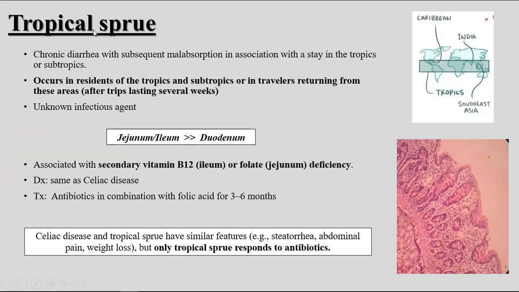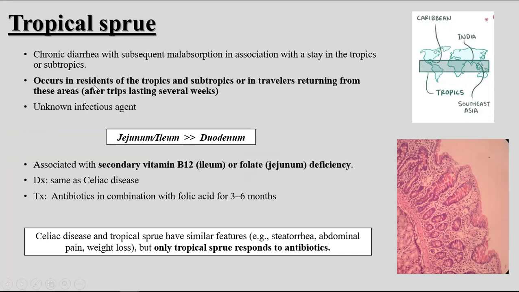The other type of malabsorption sprue is the tropical sprue. So tropical sprue presents very similarly to celiac disease, but in this case it's thought to be of an infectious etiology. So there's some kind of infectious agent that's very prevalent in the tropical regions, which are like the Caribbean, India, or Southeast Asia, which is where this is typically seen.